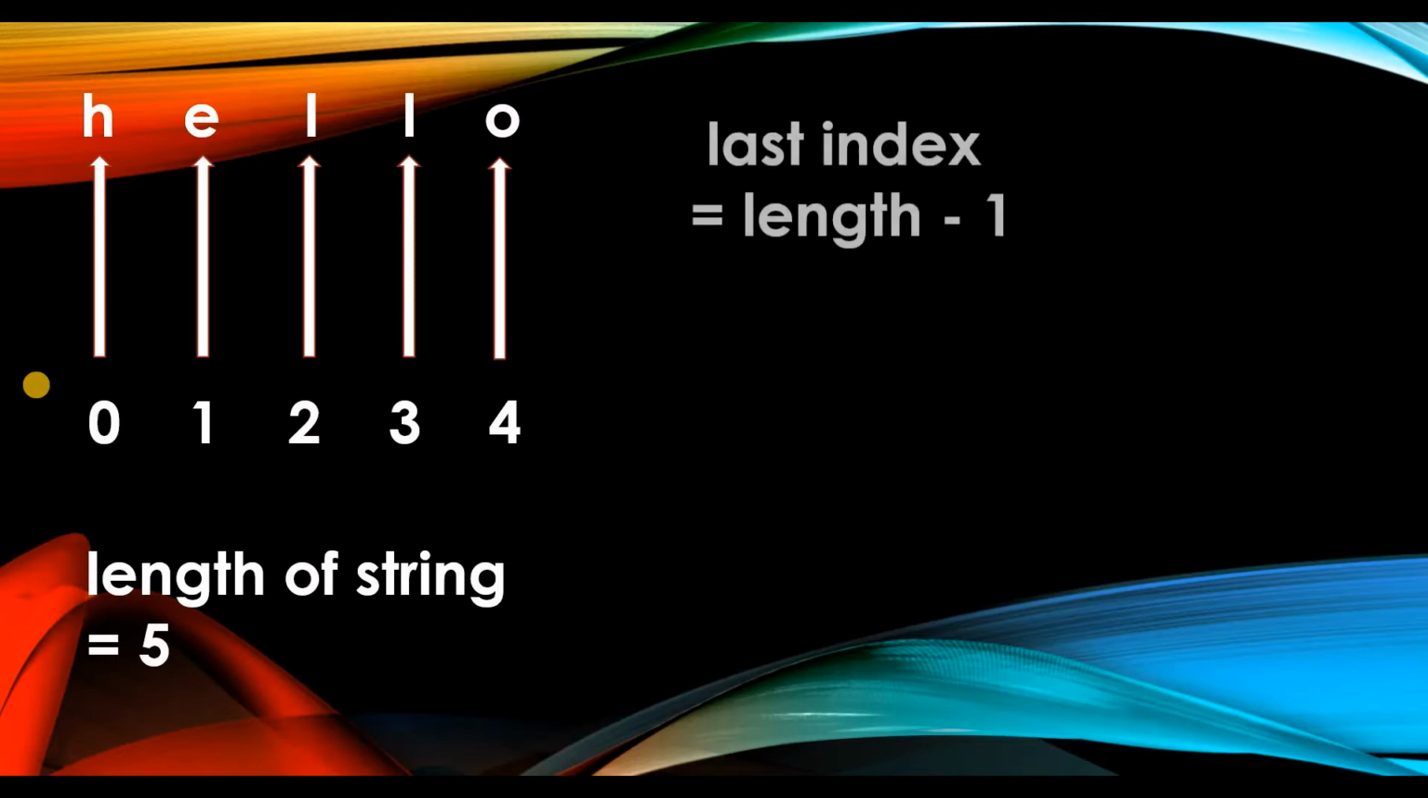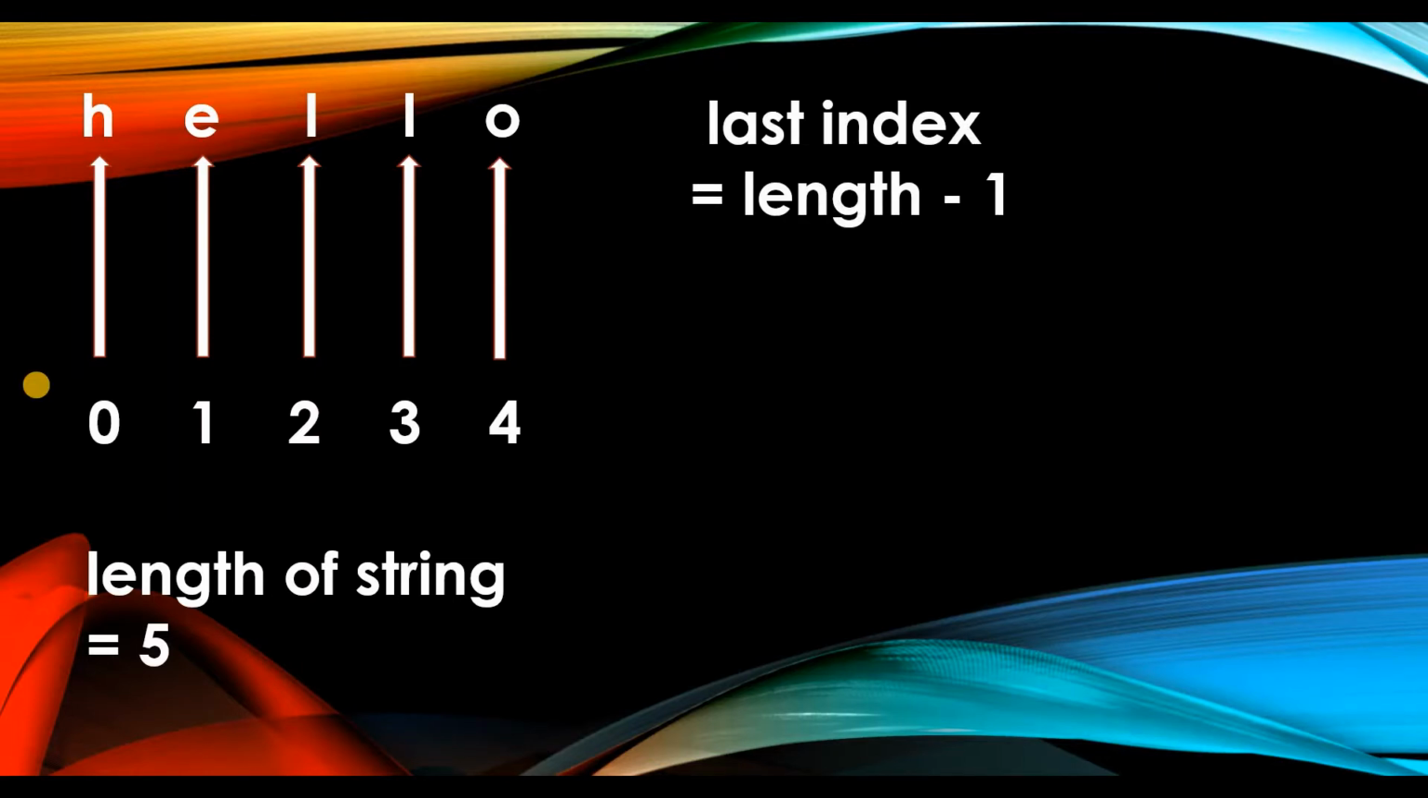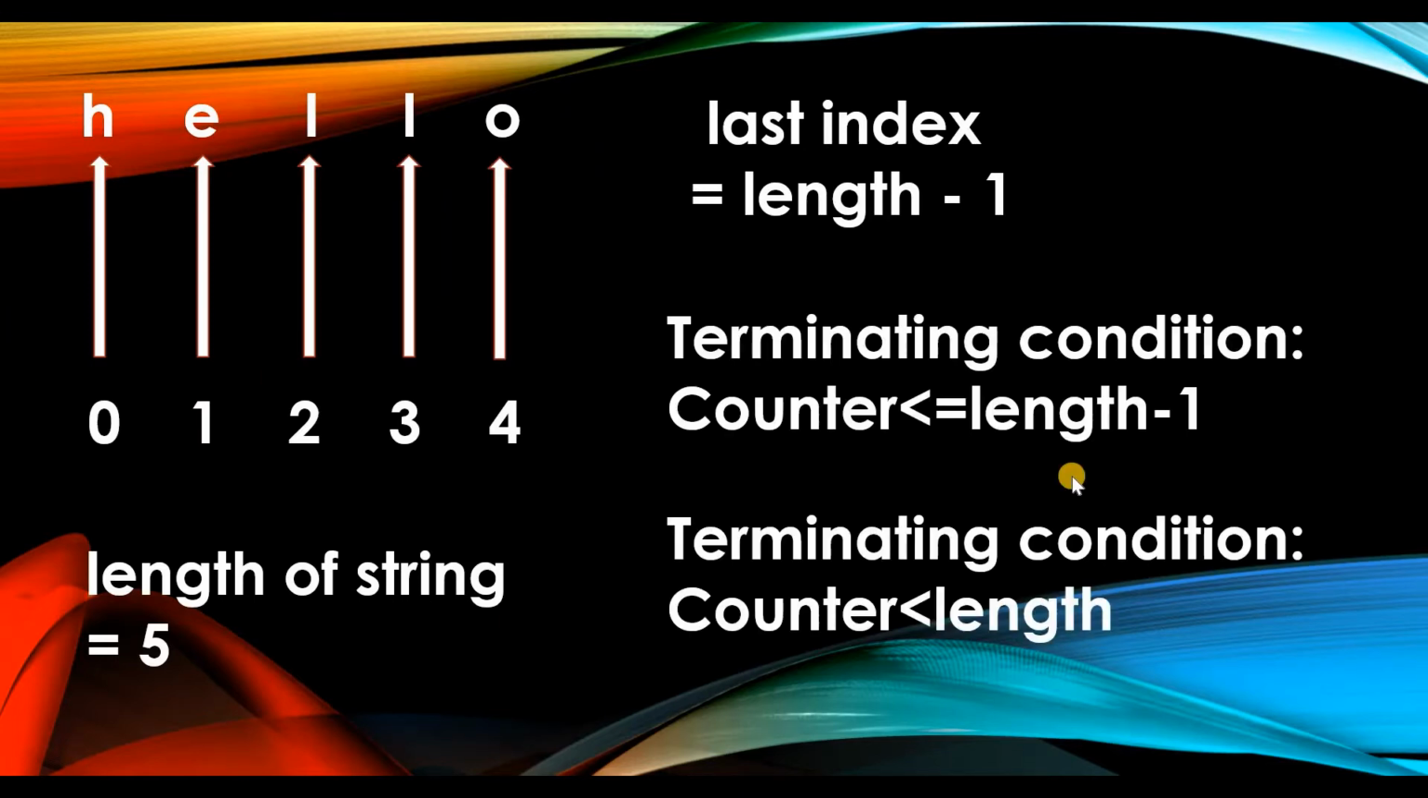The first point is that indexing starts at 0. So the first character of any string will be found on the 0th index. Next, the length of the string is equal to the number of characters or letters in that particular string. The last index of the string will always be length of the string minus 1. Lastly, the terminating condition should be counter less than or equal to length minus 1, or counter less than length. This is because you are going to start from 0 and you need to end on the last index.